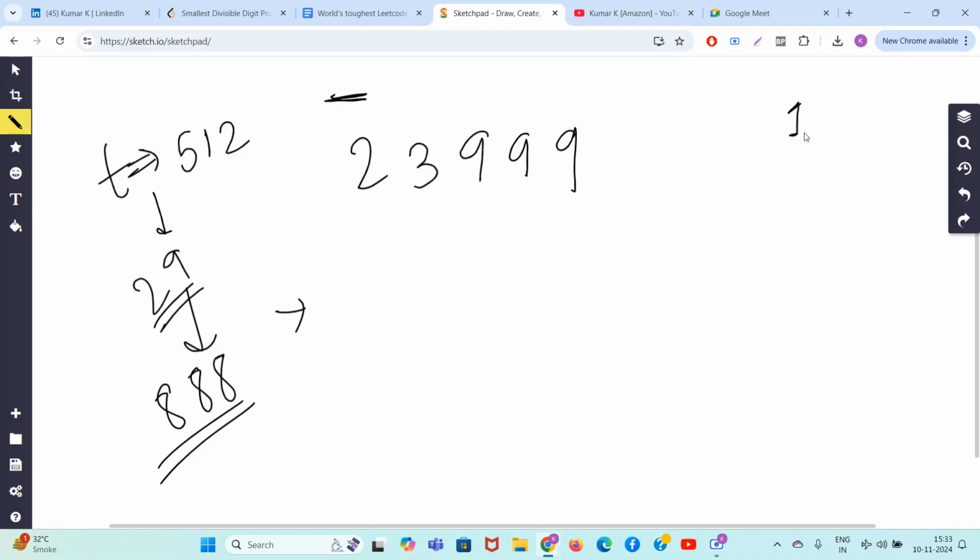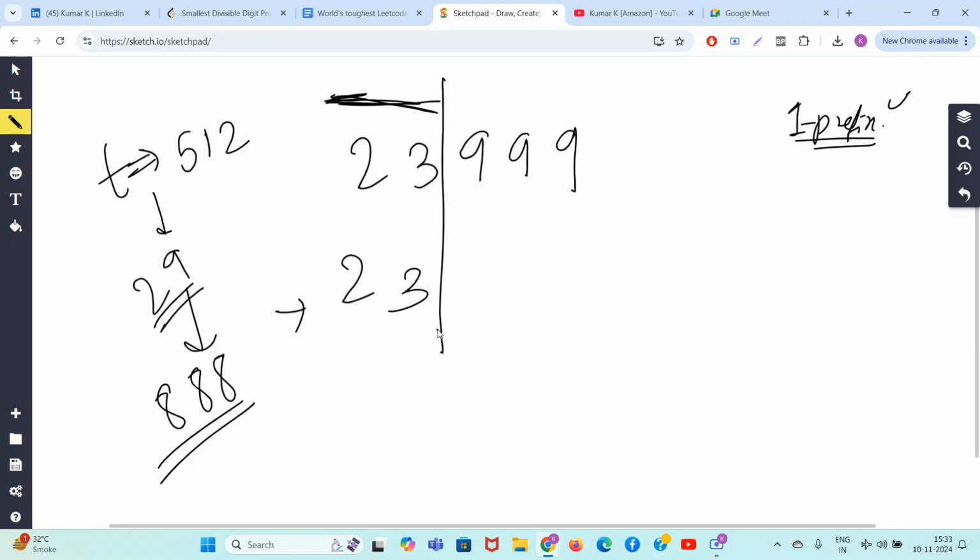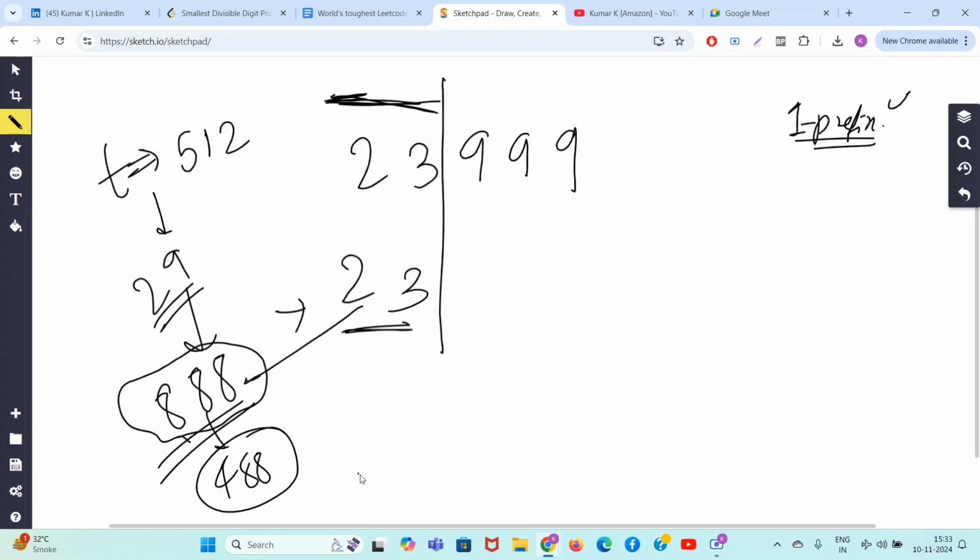Now guys, if one prefix is working, try for two prefix. How will you try for two prefix? Two prefix means you are trying to have 2 and 3 in your answer. Is it possible now? Let's see. If you use 2 and 3, 3 is not required in this composition, but 2 is getting used. So we are left with 488. So 488 is the minimum form.